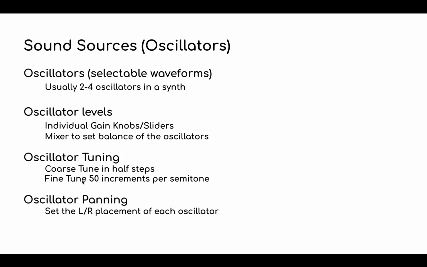Then there's the fine tuning. There are 50 increments usually per semitone in fine tuning. This is where I can detune things a little bit, make them kind of weird, do all sorts of cool stuff. Then the last bit here is the oscillator panning, okay? And the oscillator panning is obviously setting the left and right placement of each oscillator, okay?